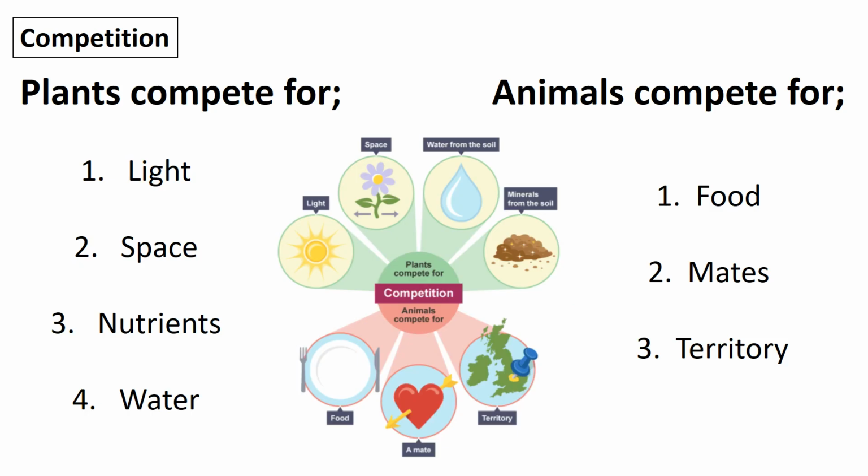And when you've got all of these abiotic and biotic factors in your ecosystem, you're still going to have competition for them. So plants will compete for 4 key things, and they are light, enough space for them to grow, the nutrients which they get from the soil and the mineral ions that are found in the soil, and water. Whereas animals will compete mainly for food, for their mates to be able to breed, and territory, that land where they live, where they might have their homes, and also hunt for food and things like that. So you can see that they compete for different things, and it's important that you know what plants compete for and what animals compete for.